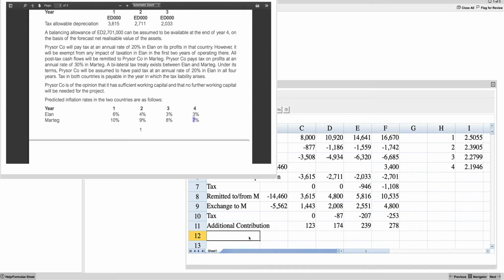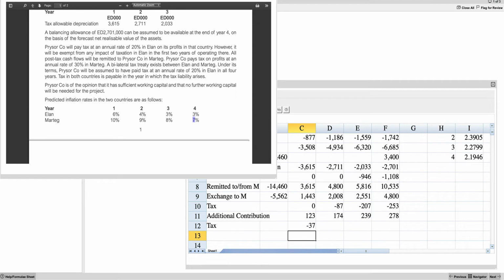Okay, now we've got tax to pay. Tax is at 35%. We've got to pay that on everything. So times by minus 30%, sorry, the tax. And just copy that across.